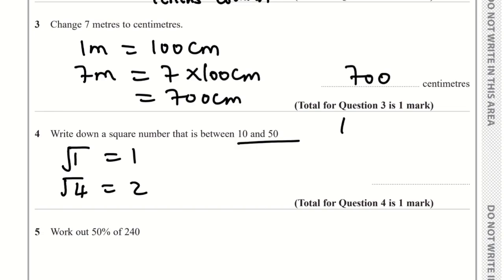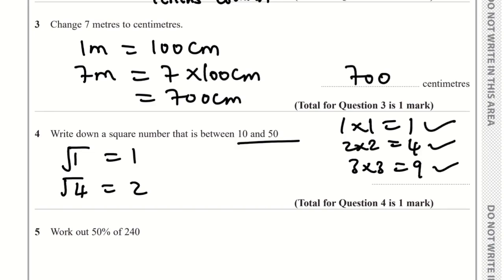For example, 1 times 1 is 1. So 1 is a square number. 2 times 2 is 4. 4 is a square number. 3 times 3 is 9. 9 is a square number. This is how you get square numbers.